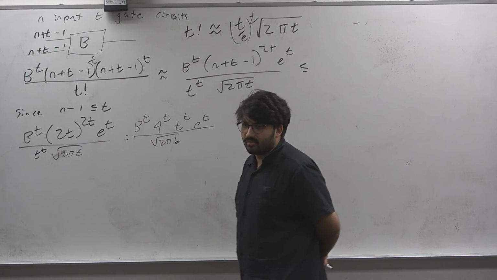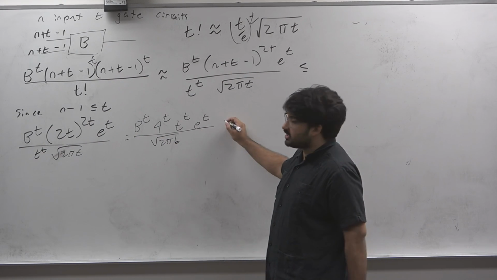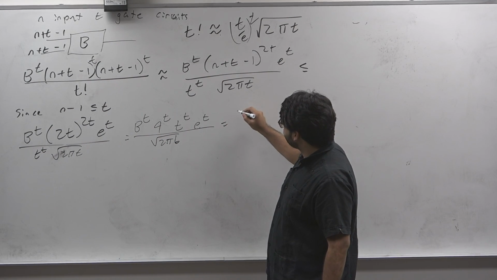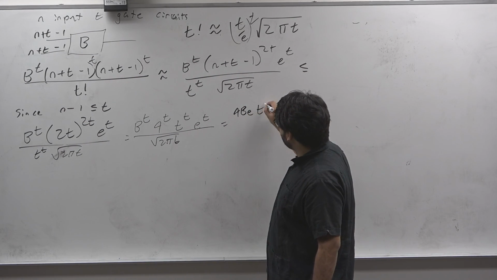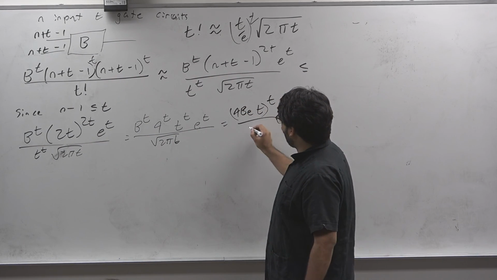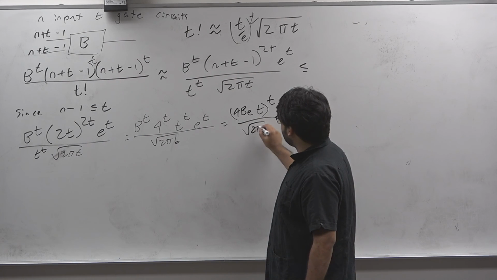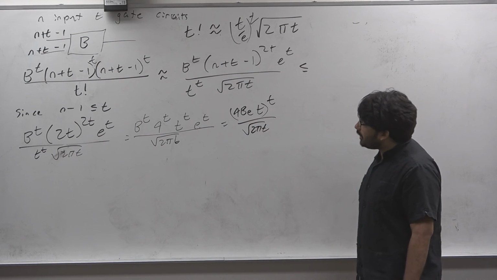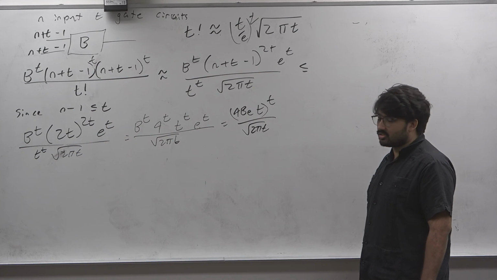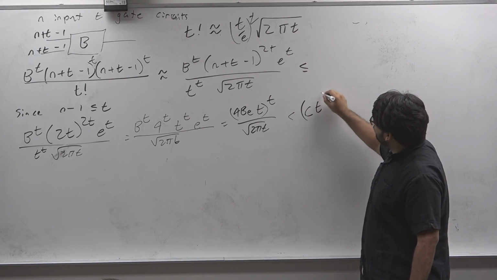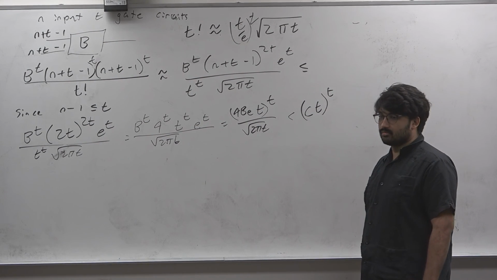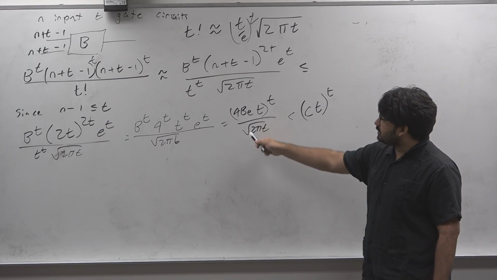Correct, that sounds right. Okay, fine. T's abound. B, 4bet to the t over square root of 2 pi t, okay? That 2 pi t thing is just making things smaller. Let's ignore it. We overestimate by some constant c to the t. That's some constant, that's making it smaller.